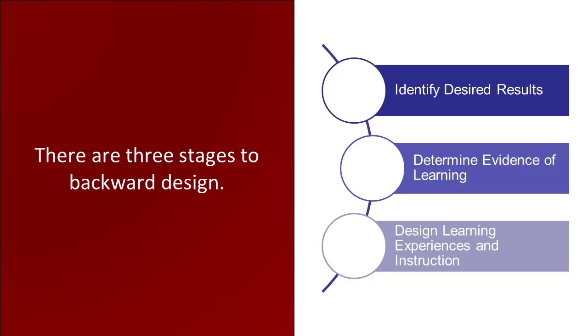So how do we use it? 3 stages. Stage 1, we're going to identify the desired results. These are the objectives. Stage 2, determine acceptable evidence of learning. What do we want them to be able to demonstrate that they know or can do something? And then finally, designing the learning experience as instruction.